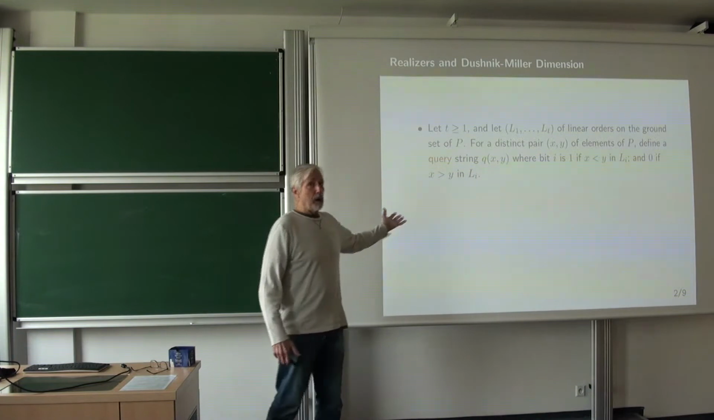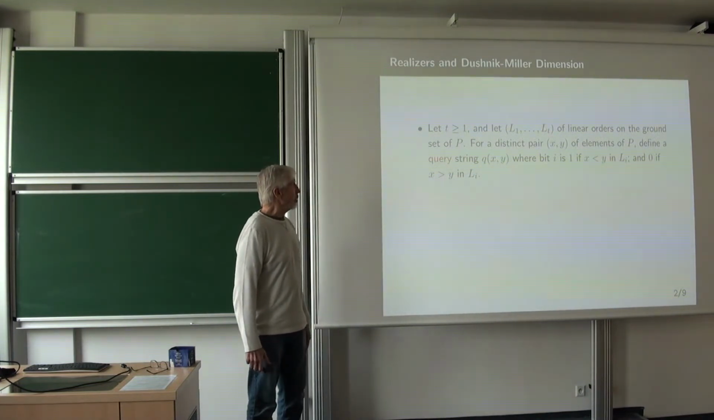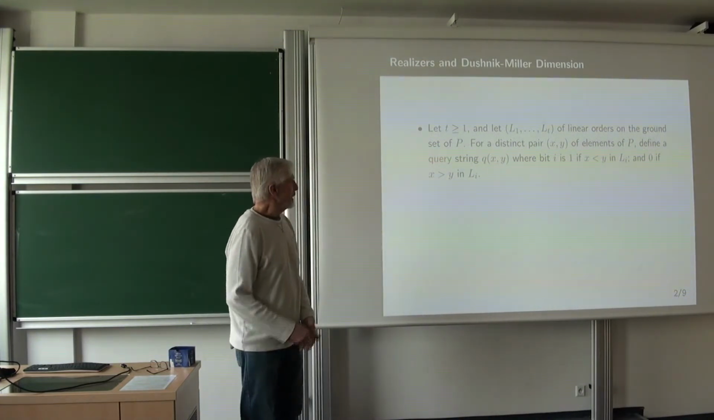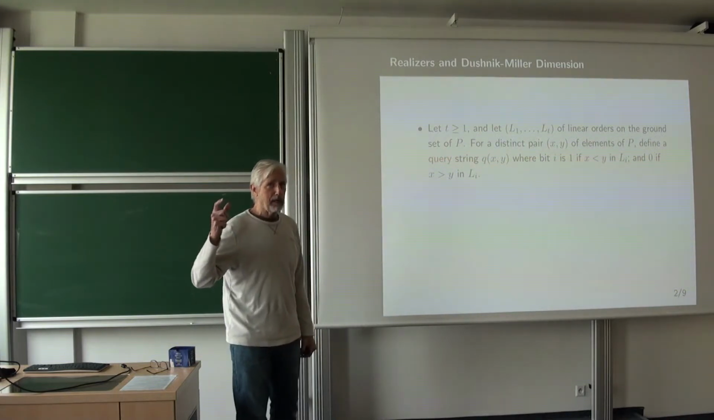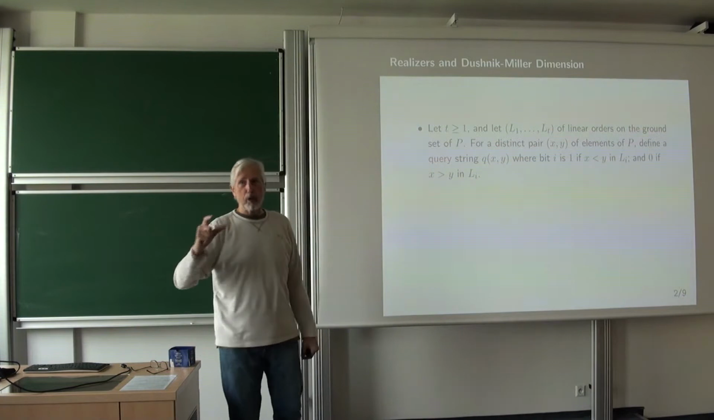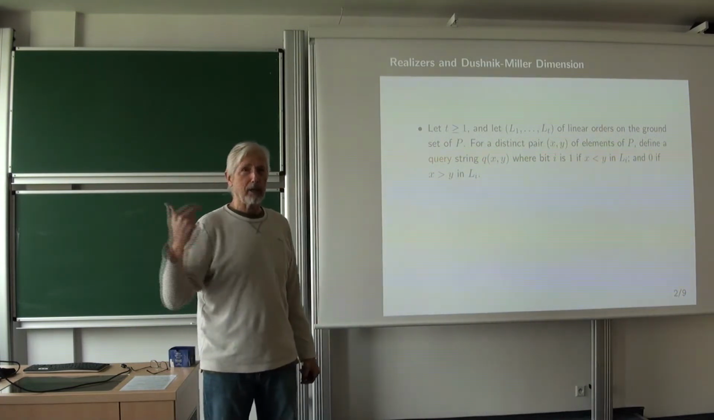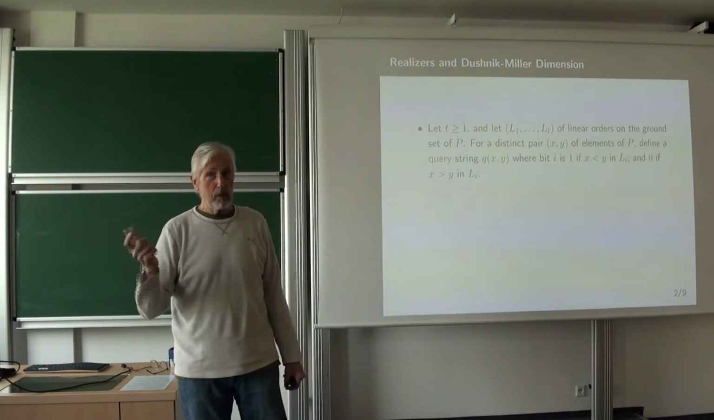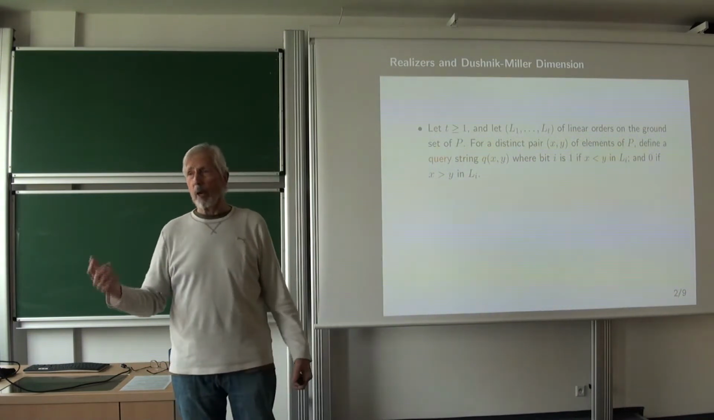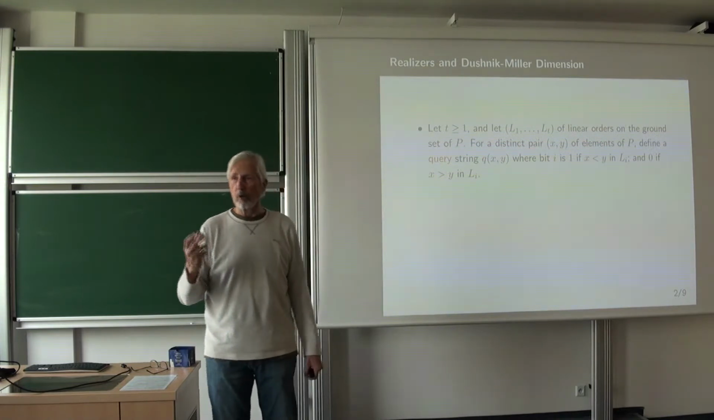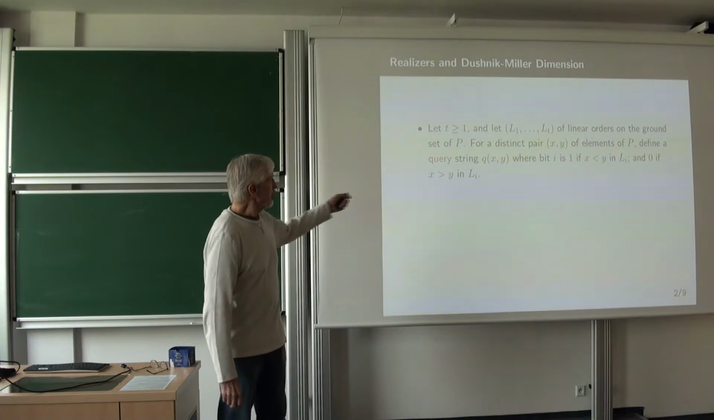Okay, a reminder of what Piotrek has been talking to you about. You have a family of linear extensions, and notice I didn't say linear extensions, I just said linear orders, on the ground set of a poset, and you want to know for a distinct pair x, y, distinct, Gwen, distinct. You want to define a query string, and the query string is you look at the linear orders and you decide whether x is less than y or not, and you make a 0-1 string in the obvious way. It's 1 if x is less than y, and it's an ordered pair. So what you mean is clear about the first one versus the second one. So you just make this query string.